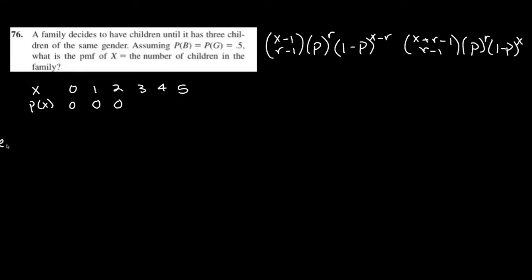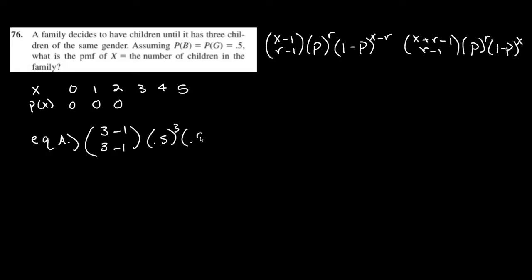Using equation A, we will use the number of trials, which is 3, minus 1, choose the number of successes minus 1, since we are looking for 3 children of the same gender, times the probability of success to the power of successes, which is 3. We don't have to subtract 1.